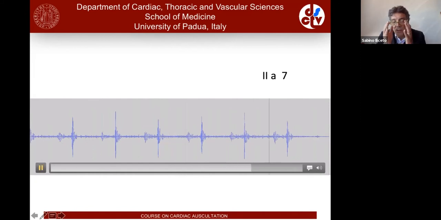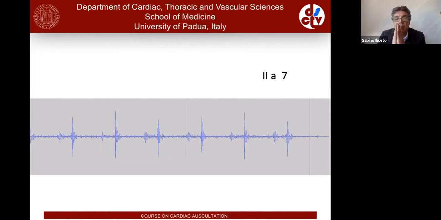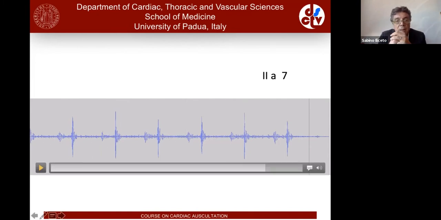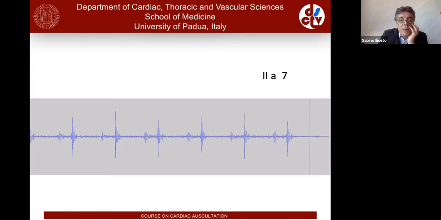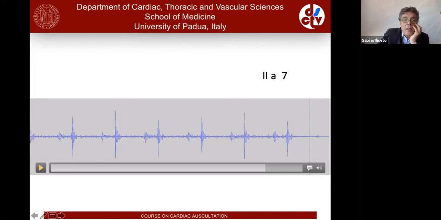So it's strong and metallic, because the pulmonary leaflets are touching one another very strongly, because the pressure is abnormally high. And so if you have mitral stenosis findings and this auscultation in the pulmonary area, we can easily say that there is an increase of pulmonary pressure. Let's listen again.